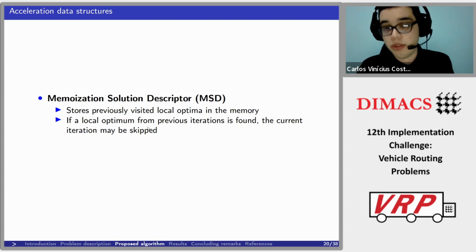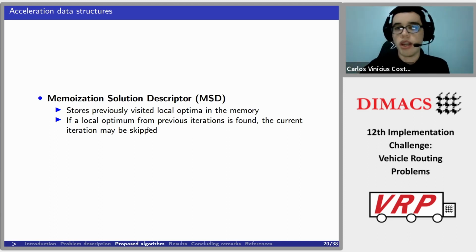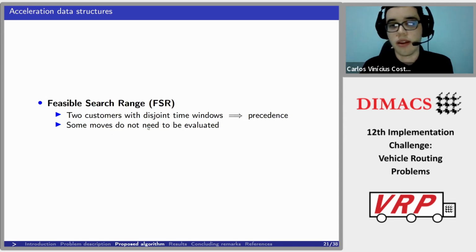There is the memoization solution descriptor, which stores previously found local optima in the memory. So when we stumble upon one of them again in a later restart, we know that exploring it is probably not worth it because we already perturbed it until the stopping criterion of ILS was met. So it's probably not worth doing it again.